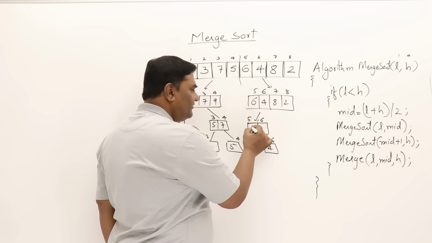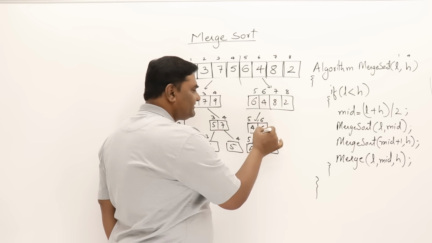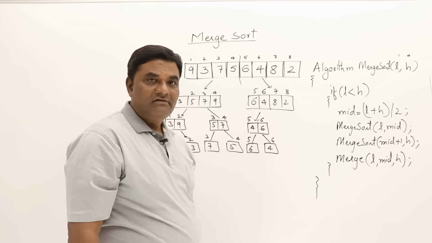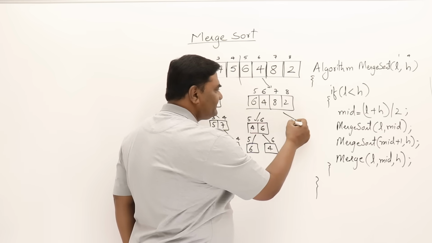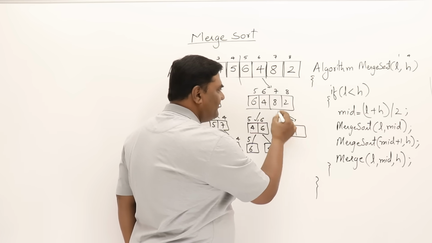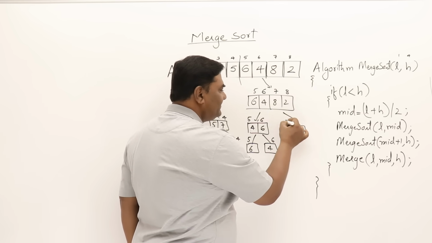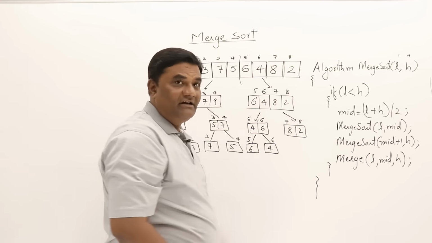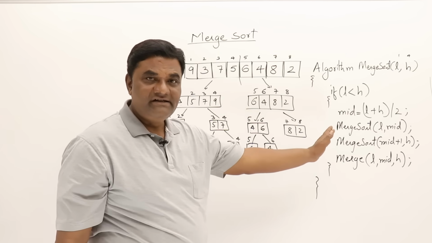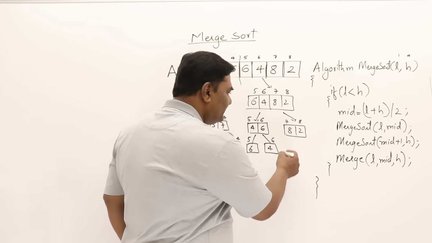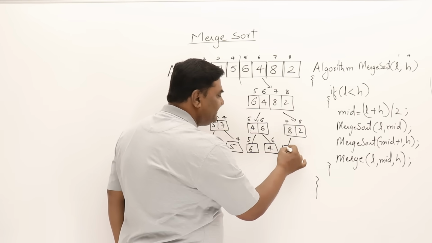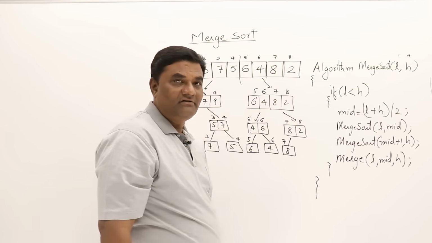Then it becomes 4 first, then 6. Then it will go on the right hand side of this one. So right hand side is 8 and 2. This is index 7 and 8. Now low is 7, high is 8. So low is less. Again find out mid and call this one. So this side it will be 8 and it will be 7.